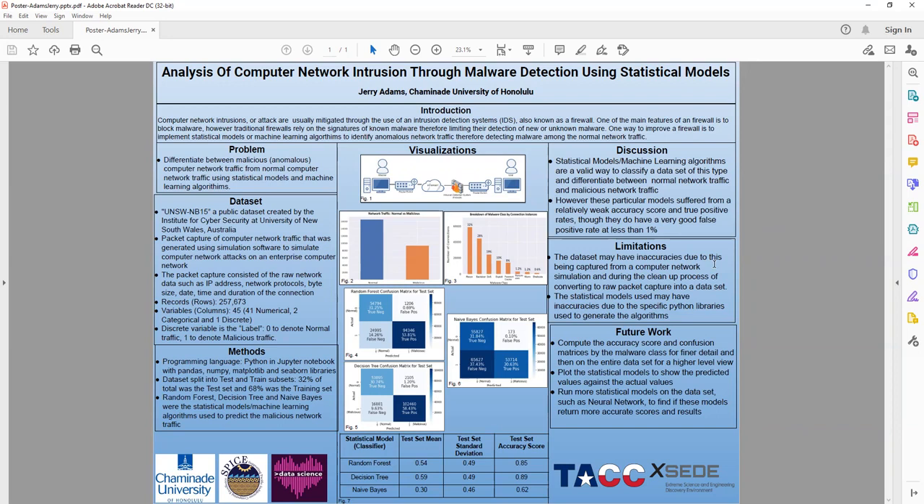Future work. The future work that can be performed in this project is to compute the accuracy score and confusion matrices by the 8 different malware classes for more finer detail. In addition, the scores could be computed against the entire dataset versus just a test set for a higher level overall view. Other things that can be done include plotting out the models to visually show the predicted values against the actual values on a line graph, running more statistical models on a dataset to find out if these models return more accurate results, and lastly, utilizing similar datasets to further train the models.